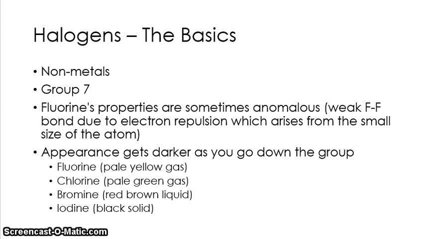You also need to know about the appearance of each of the halogens, and this gets darker as you go down the group. So fluorine at the top is quite a pale yellow gas, then chlorine is a pale green gas, then bromine is a red-brown liquid, and iodine is a black solid. You should be familiar with these from GCSEs, because you should have seen, if you haven't seen the elements themselves, you should have seen pictures of them.